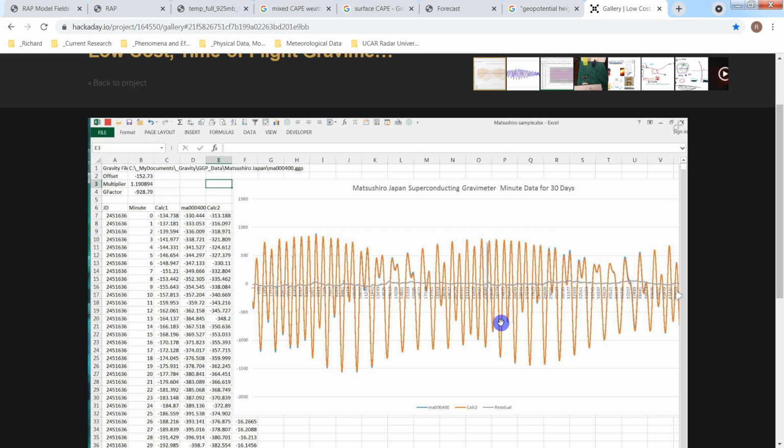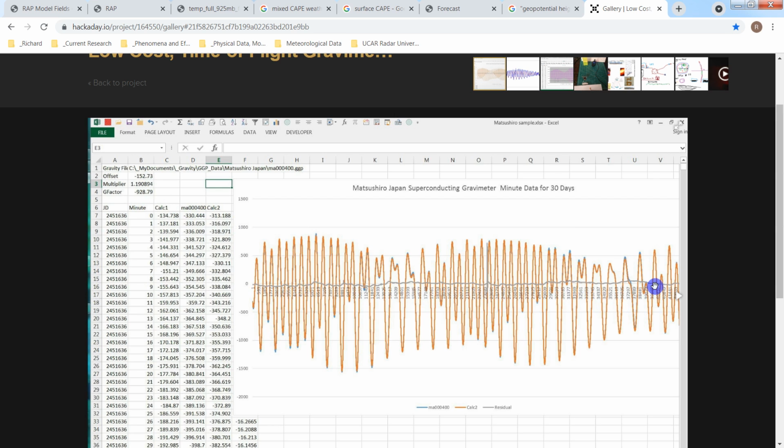Yes, it's going to have some seismic in it. It's going to have some magnetic in it. It's going to have human stuff. By doing this, what does it take to fit this? It requires one offset number and one multiplier. This is a month-long thing.